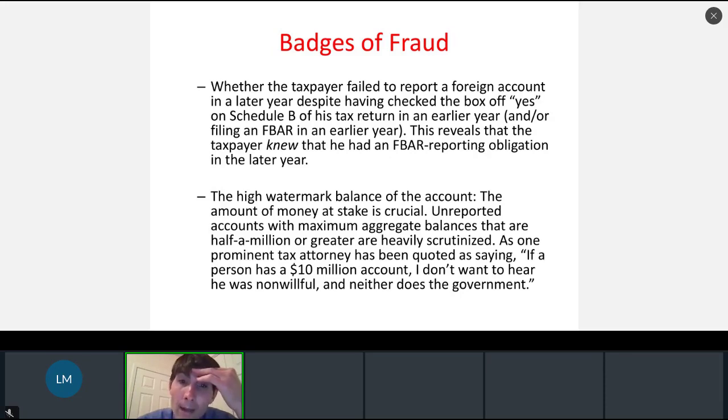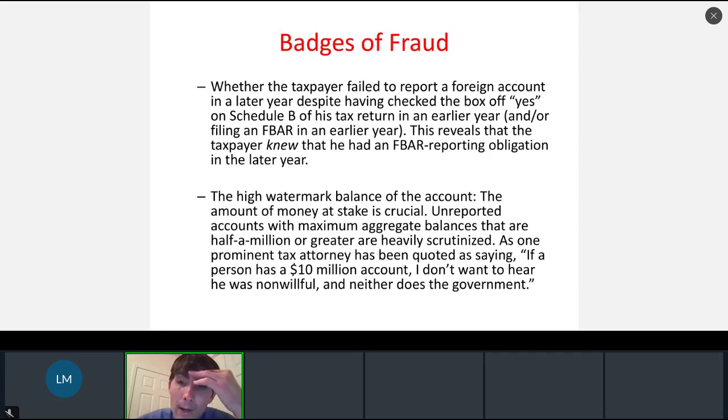The reason is that FBAR penalties are based on what the high balance was in the account. And it's a very technical formula, but it stands to reason that willful FBAR violations are penalized at a higher rate than non-willful FBAR violations. So there is a whole rubric that the examiner must go through to determine whether the taxpayer's failure to report the foreign account was willful or whether it was non-willful. Both schemes, both for willful and non-willful taxpayers, result in hefty FBAR penalties.